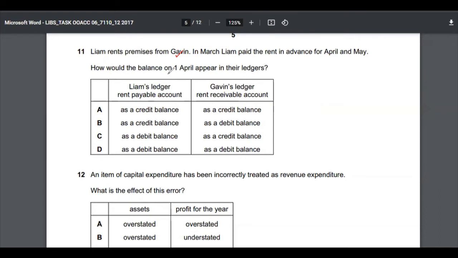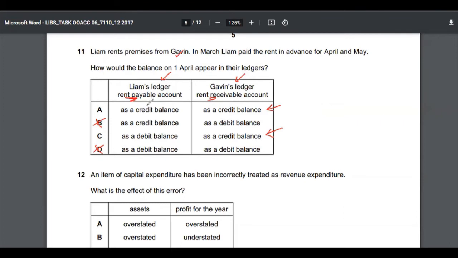So Liam pays rent, so you see rent payable. Gavin receives rent, that's rent receivable. So Gavin received rent in advance. For him, it's going to be a credit balance, right? So it's either going to be option A or option C. So you can ignore option B and option D. Now you need to choose between A and C.